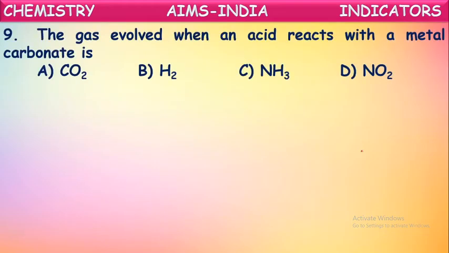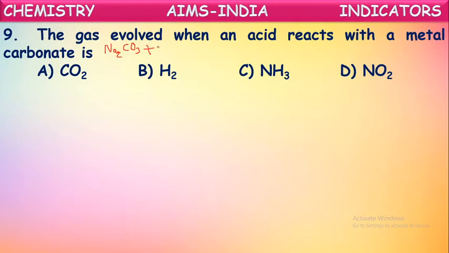Next, the gas evolved when an acid reacts with metal carbonate. Yes, what happens when a metal carbonate reacts with acid? We know when acids react with metal carbonates, they produce salt, water, and carbon dioxide. For example, let us see one reaction equation of sodium carbonate. We know its formula, Na2CO3, sodium carbonate.